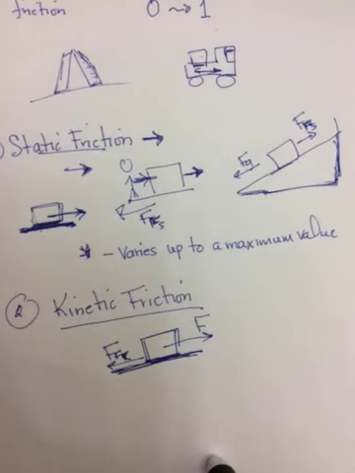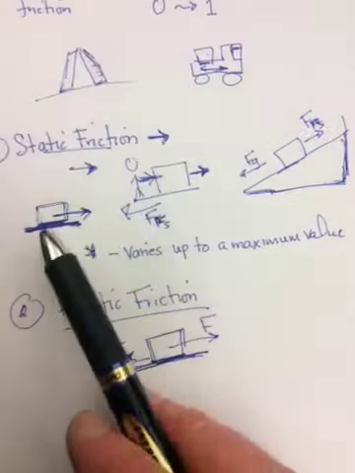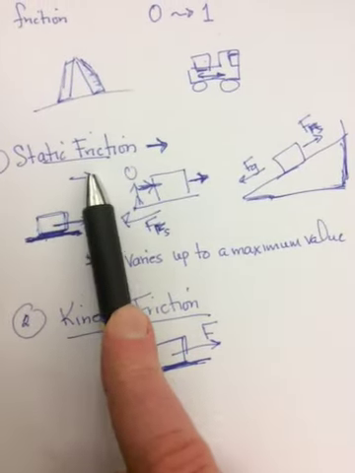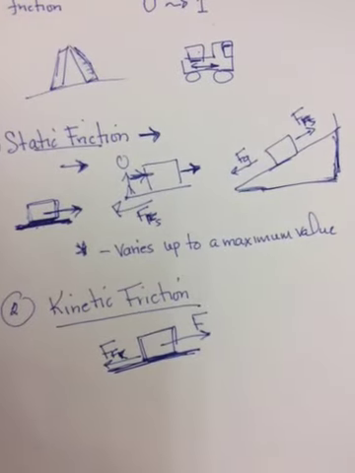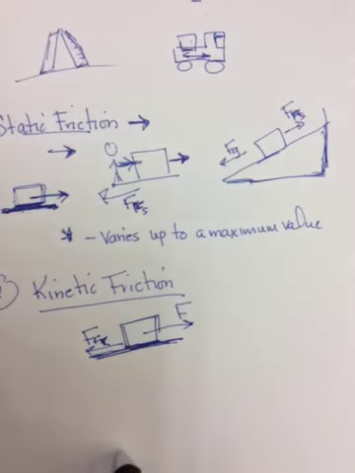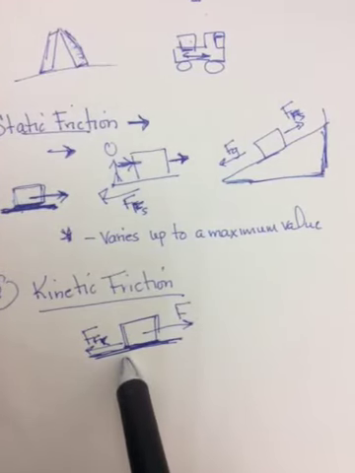Okay? If in a question it says you push on an object and it just begins to move, it means you are just at the tipping point from static friction to kinetic friction, but you're still using static because it's just about to move.